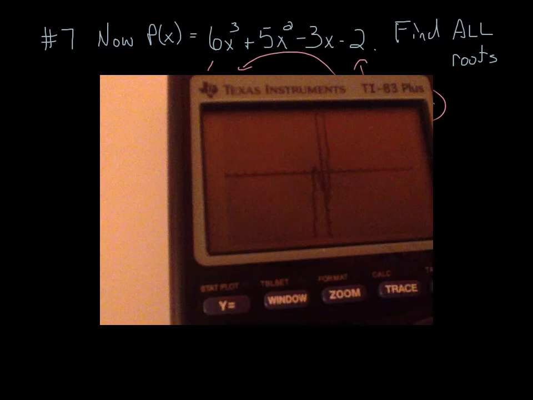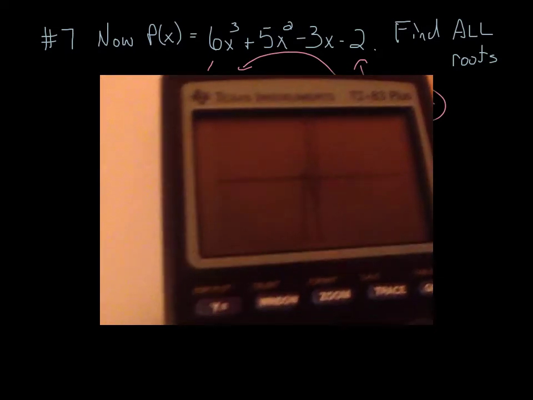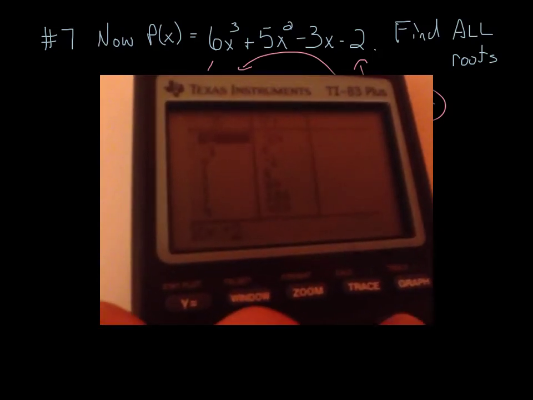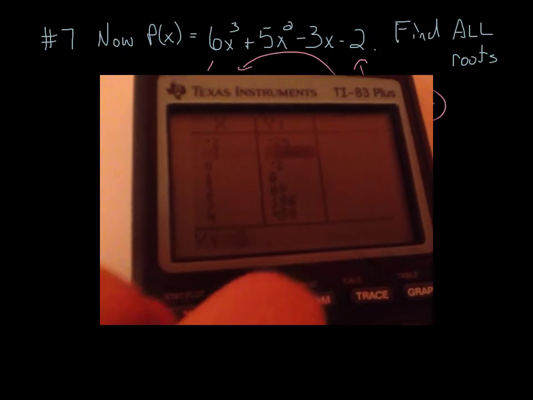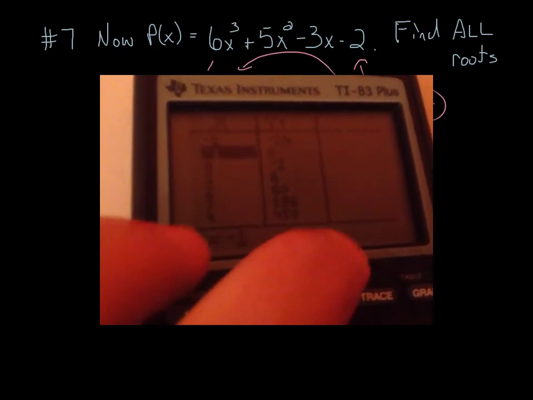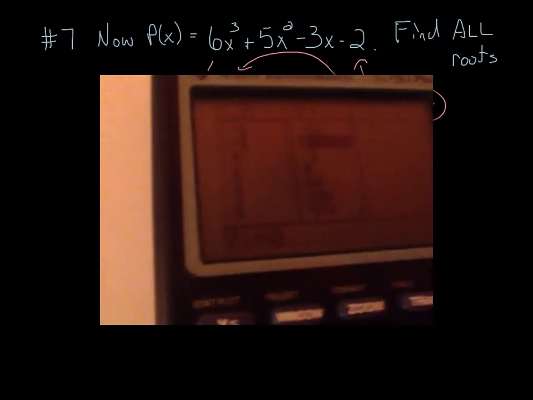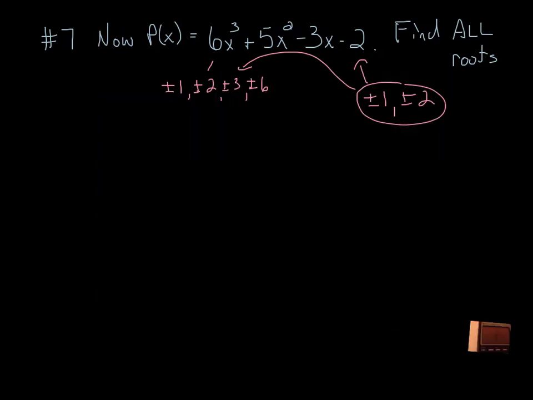Now it looks like it's got a couple roots around negative 1. So what I could do is go to my table. So hit second, table, and look right there at negative 1. See, negative 1 gives me 0. That means when you plug in negative 1, you get 0. So, that's where I should start. I should start at x equals negative 1.